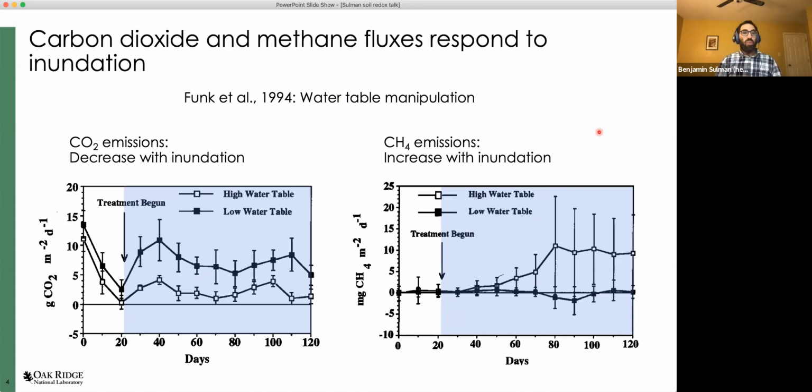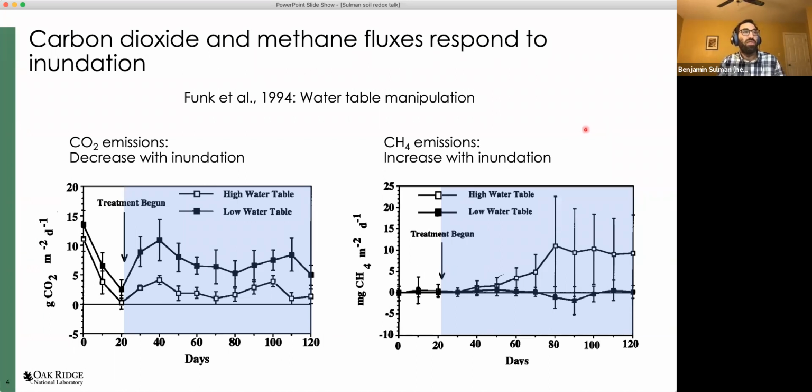Taking a step back, something that we're really interested in modeling accurately, especially in high latitude soils, is what happens to carbon in those soils under different situations of hydrology. For example, under high water table versus low water table conditions, are we going to have emissions of carbon dioxide? Are we going to have emissions of methane? And what's the mix between those fluxes?